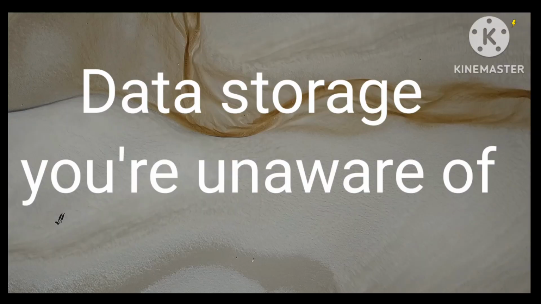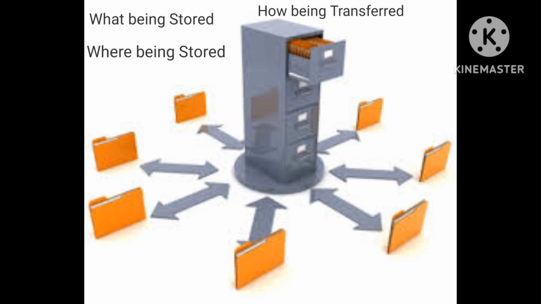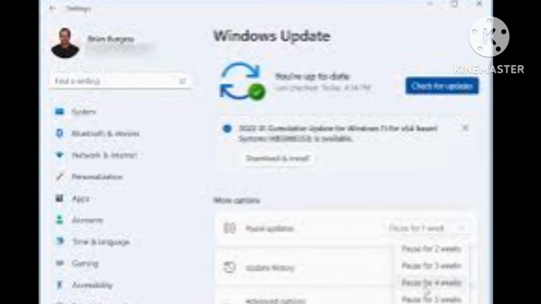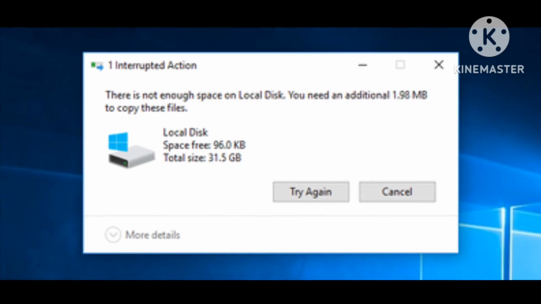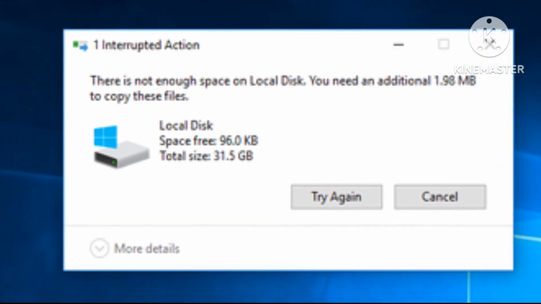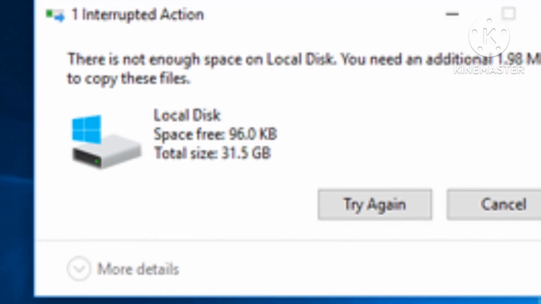Data storage you're unaware of. Because of the way modern computer software operates, often you do not know what is being stored, where it is being stored, how data is being transferred, and how much is being stored on your computer devices. This is being exacerbated by the fact that modern operating systems are automatically updated by the authors of such software. The only indication that this is happening is that you see how much unused storage you have at a particular time, and then at a later time note that the unused storage has decreased.